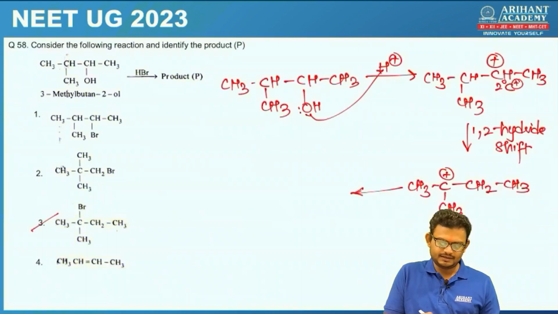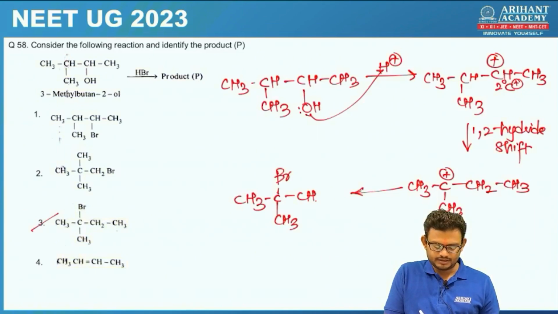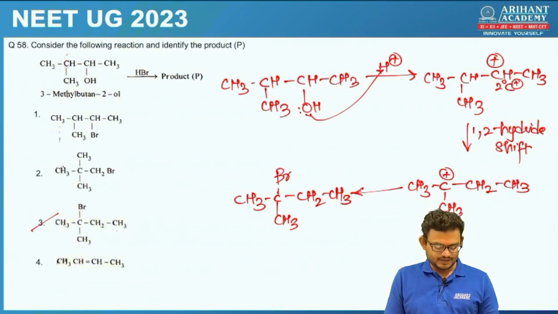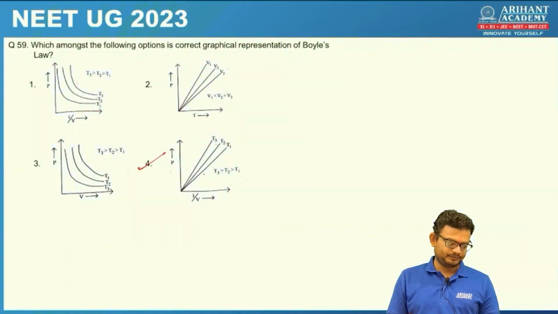And then finally it would land up at the final product on addition of bromine, giving you option C as the correct answer. Let's move to the next question. Again a very simple question, just a graphical representation.